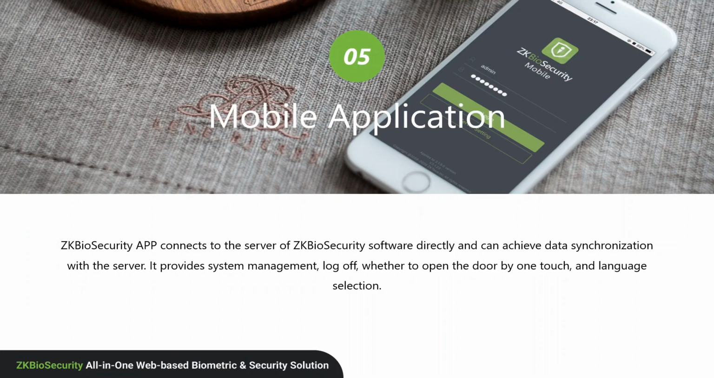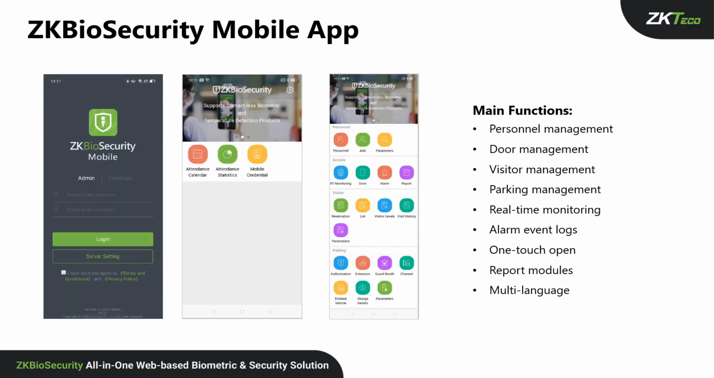ZKBioSecurity APP, connect to our biosecurity directly, can achieve data synchronization with the server. It provides system management flag of whether to open the door by one-touch, language selections. This is our ZKBioSecurity Mobile App. The main function is personnel management, door management, visitor management, parking management, real-time monitoring, alarm event logs, one-touch open, report modules, multi-language. After you install our biosecurity app, this is the interface that you will see.